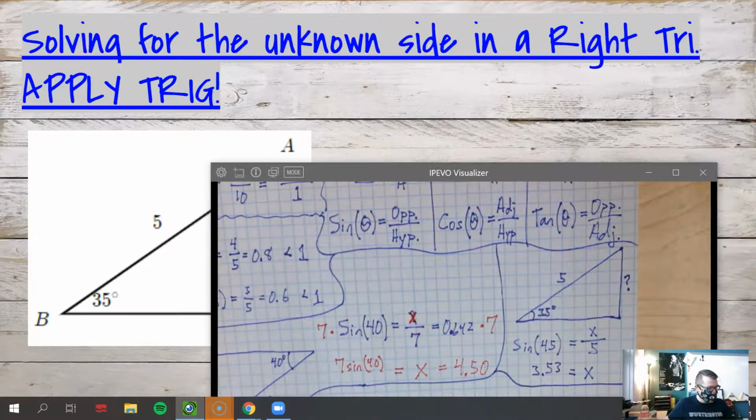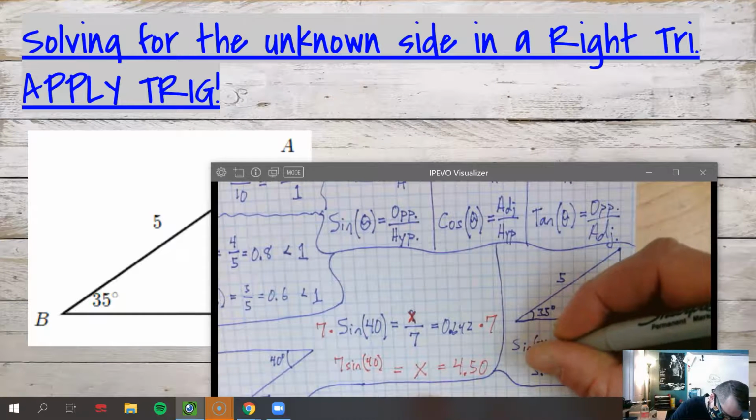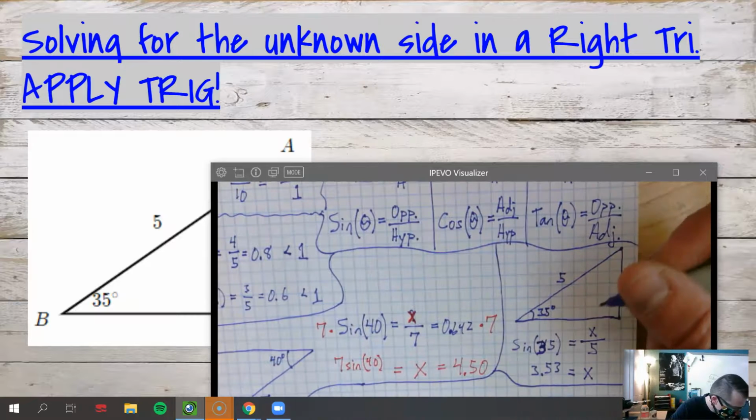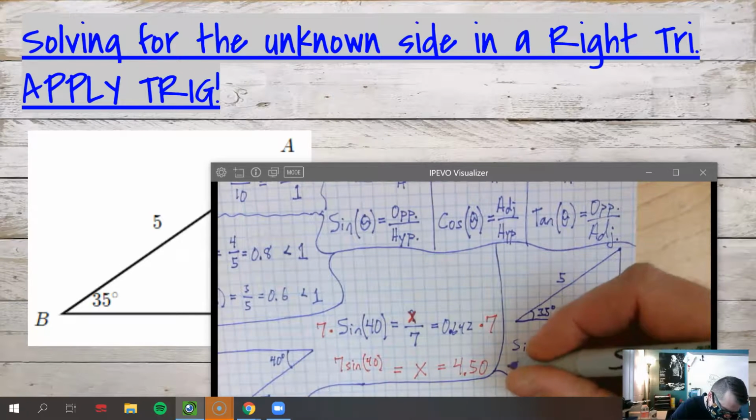3.53? 3.54 if we round to the hundredth. Be careful, because it tells you round to the hundredth. You're right, because I wrote down 45. Good catch. You're absolutely right. So 5 sine 35, what'd you get? Yeah, 2.87.